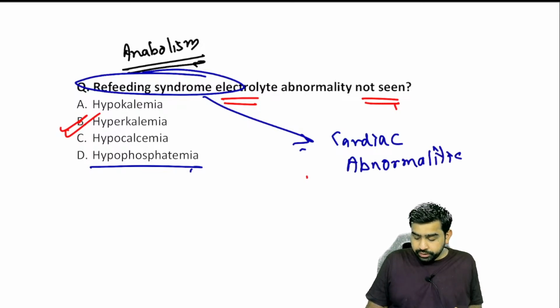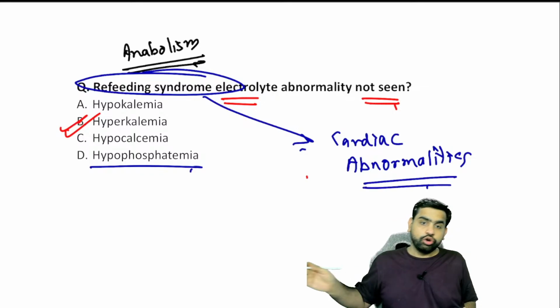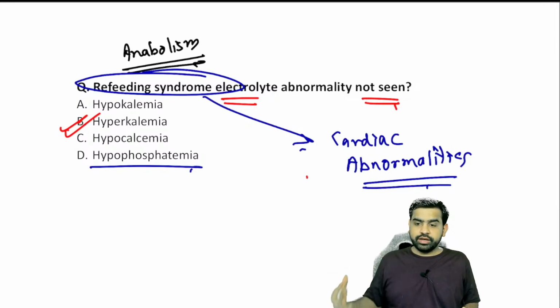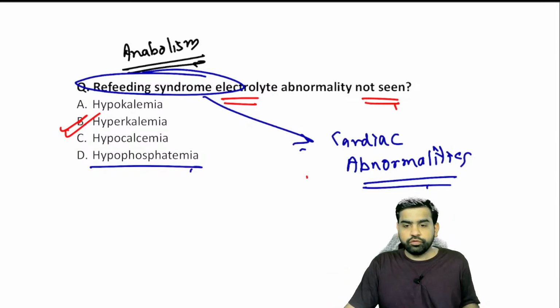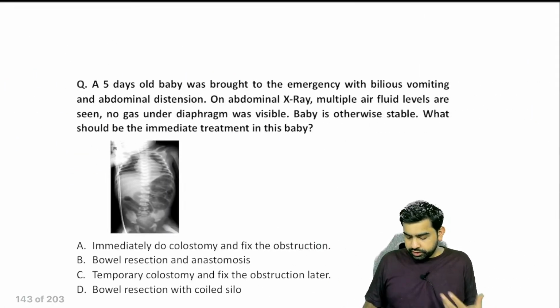This refeeding syndrome usually happens when patients are in a state of chronic starvation, and then you suddenly give food to these patients, or you start them on TPN. Then there is a risk of refeeding syndrome happening.